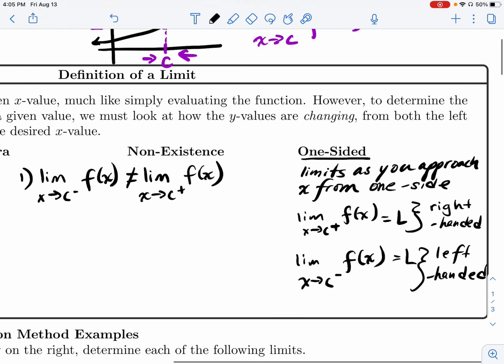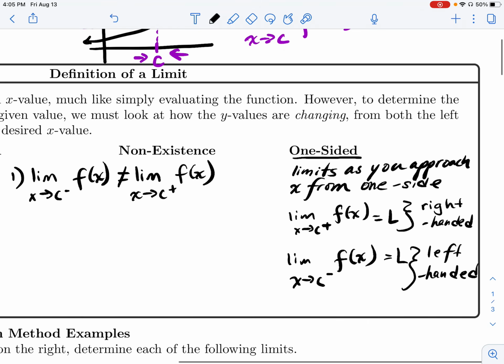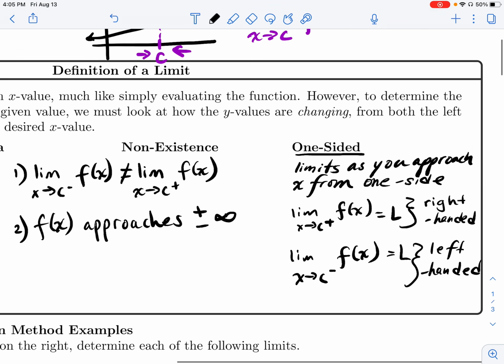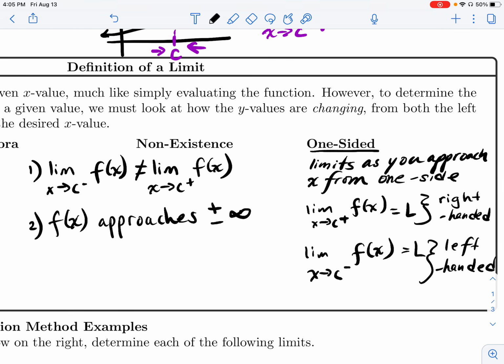then does not exist. I would ask you now to pause and think about what are some other instances that I know of where a limit may not exist. If you've taken a previous calculus course or even pre-calc and had this discussion, you know that a limit also doesn't exist when our function approaches either positive or negative infinity. That is to say, our limit cannot be infinity. All right, and we'll see an example of this in a bit.